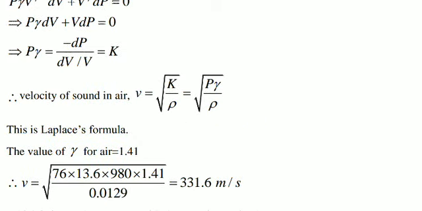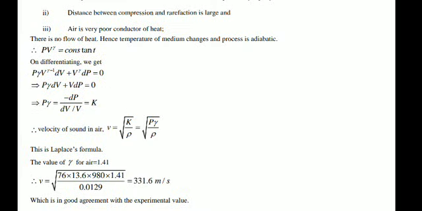Okay, and what is the standard value for the velocity of sound in air? That is 332 meters per second. So this value is very close to the experimentally determined value. So what we can say is that the Laplace equation is very correct. So with the help of the Laplace formula, we can determine the velocity of sound in air.